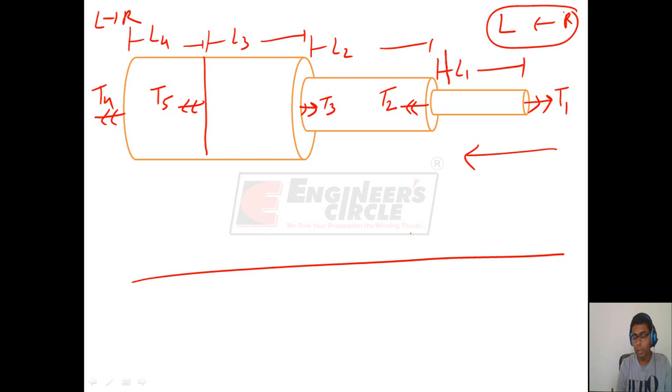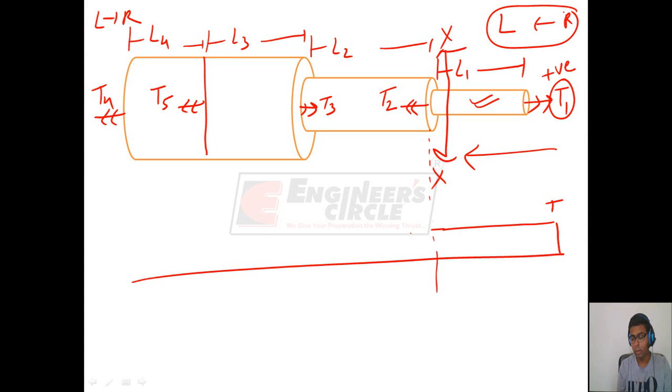Now stand at the end of this shaft to find the internal torque in this shaft. Look at the torque to the right of this line XX. This torque T1 is acting in the anti-clockwise direction. So we take T1 as positive because we have assumed anti-clockwise torques to be positive. So we mark T1 positive here. This is some T1.